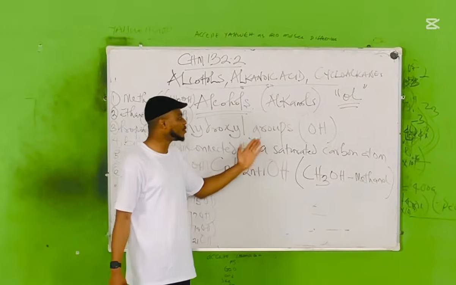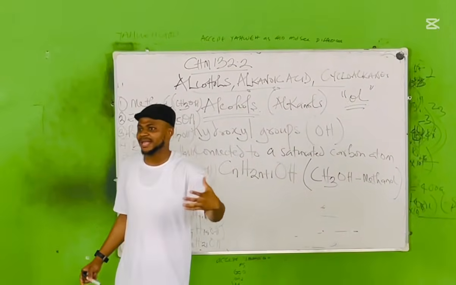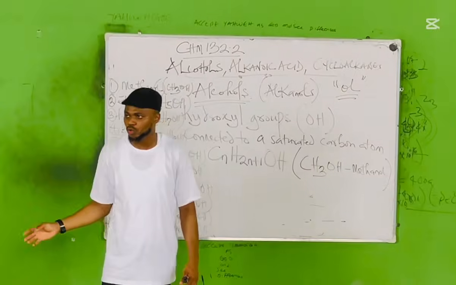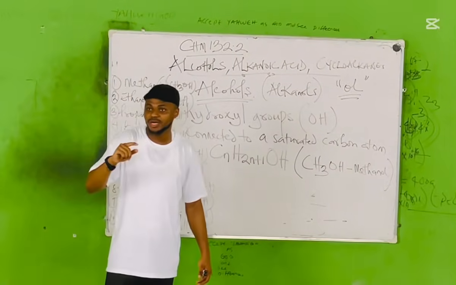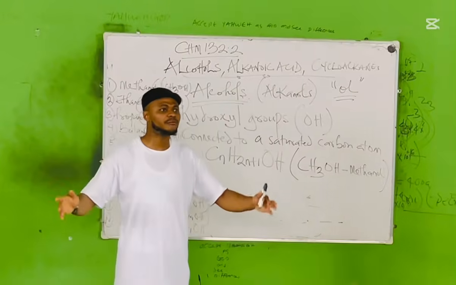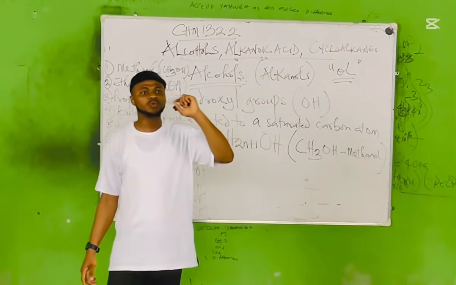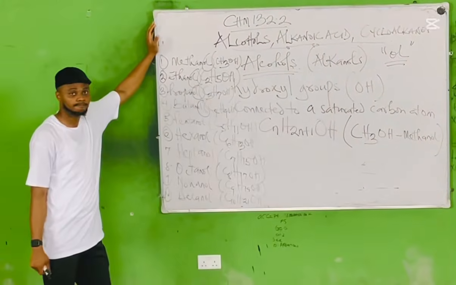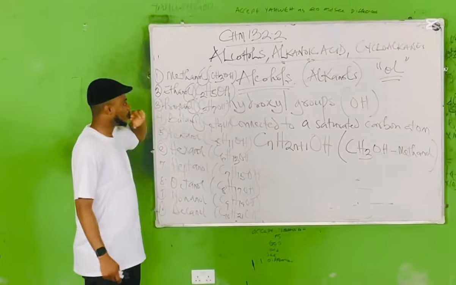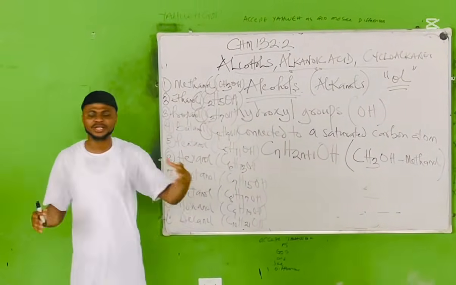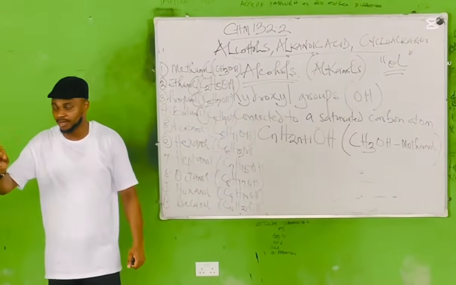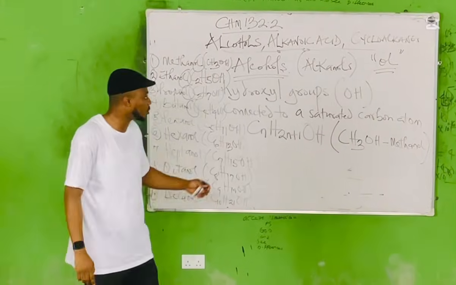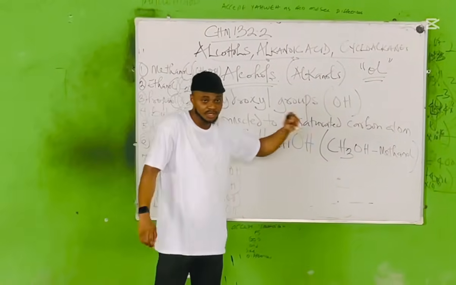So basically, when you are numbering your chain, remember that the longest continuous carbon chain serves as the parent name of the structure. So you try as much as possible to number from the end that will give the carbon containing this hydroxyl group the smallest possible number. Like I said, we number from the end that gives the carbon containing OH the smallest possible number.